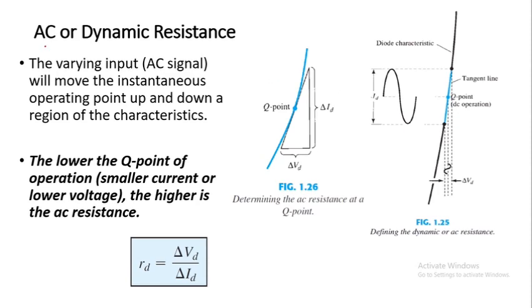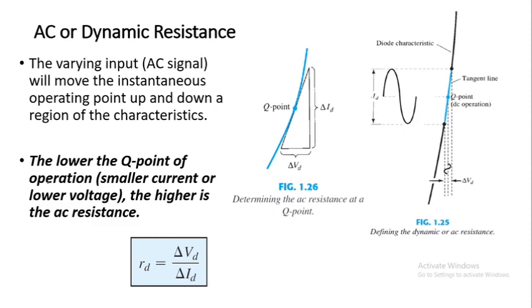Now AC or dynamic resistance: the varying input signal, that is the AC signal, will move the instantaneous operating point up or down a region of the characteristic curve. For example, if you have applied an AC signal to the diode, this Q point will move upward for the positive half cycle and move downward for the negative half cycle of that signal.